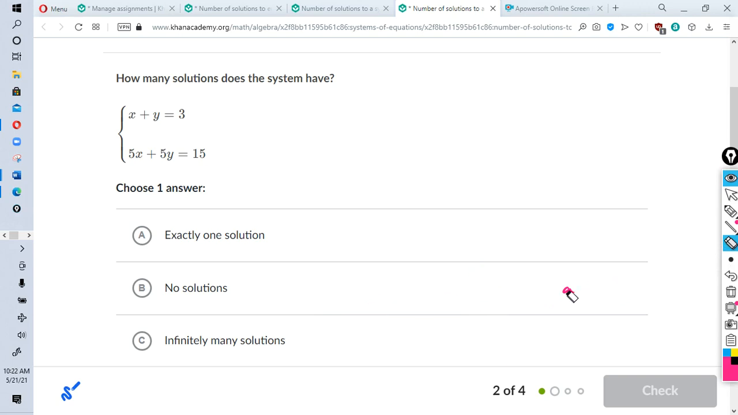And now finally, for infinitely many solutions, it has to have the same slope and the same y-intercept. Basically that means it's the same line. It's just going to look like one line, with the same line on top of it.